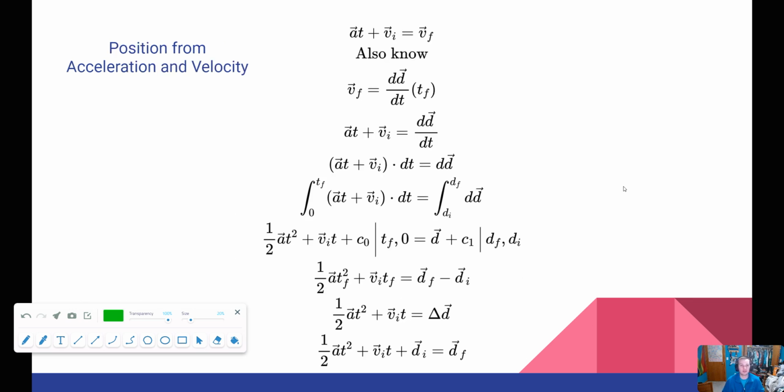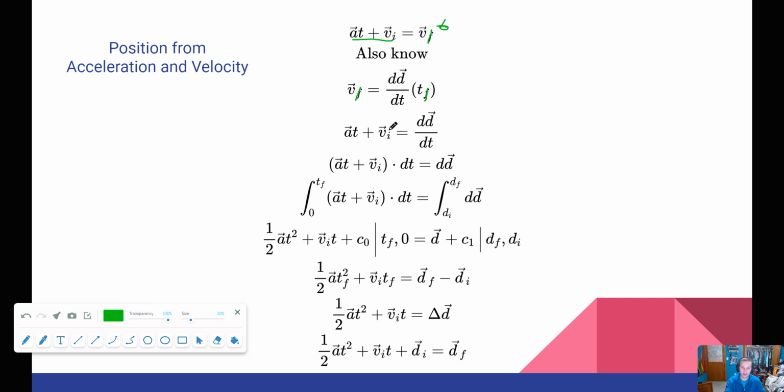So next up, we have position from acceleration and velocity. Okay. So first thing is on the previous slide, we derived this, so we know this up here. We also know that the final velocity is equal to the instantaneous velocity evaluated at tf. You can also drop the subscripts and just say that the velocity at some time t is equal to the instantaneous velocity evaluated at whatever time. So that's what allows us to set this first part equal to the derivative. Here, if you just drop a subscript and make it whatever time t, you can set the first two equations equal to each other.